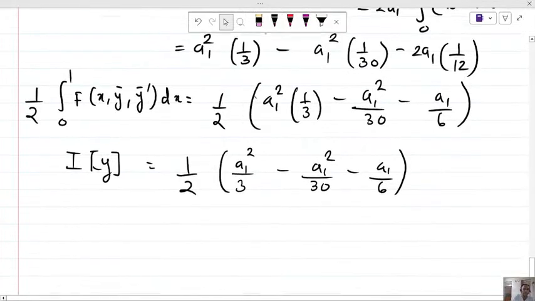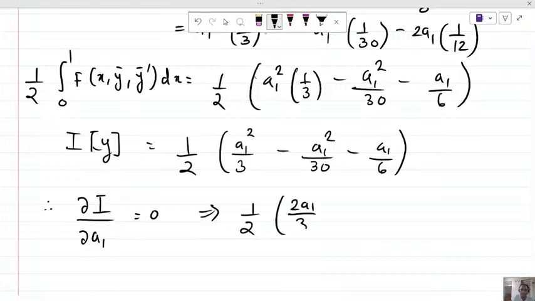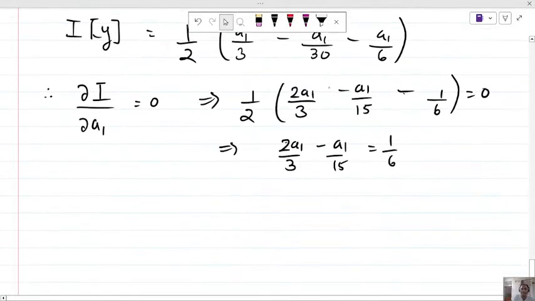So here when you do the derivative, we will take the partial derivative with respect to a1, which is equal to 0. So here it is 1 by 2 into 2 a1 by 3 minus a1 by 15 minus a1 by 6 is equal to 0. Not a1 by 6, it will be a1 here. So here we will get that 2 a1 by 3 minus a1 by 15 is equal to 1 by 6.